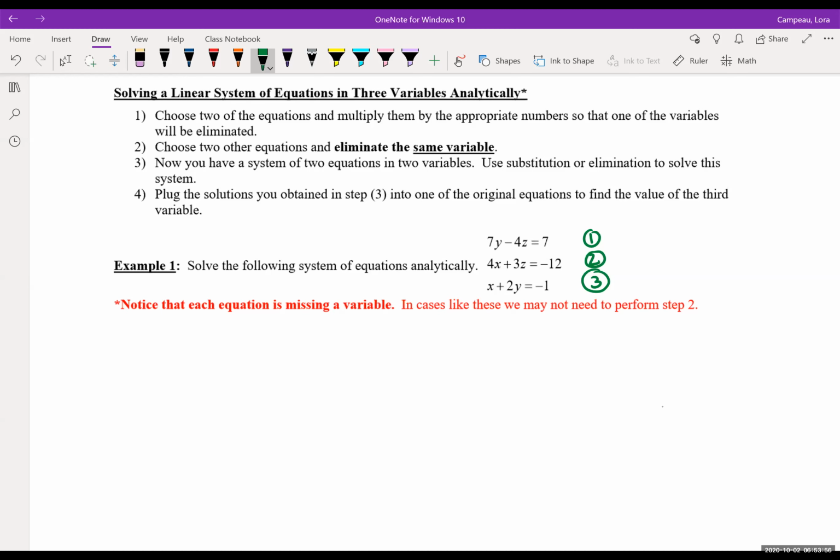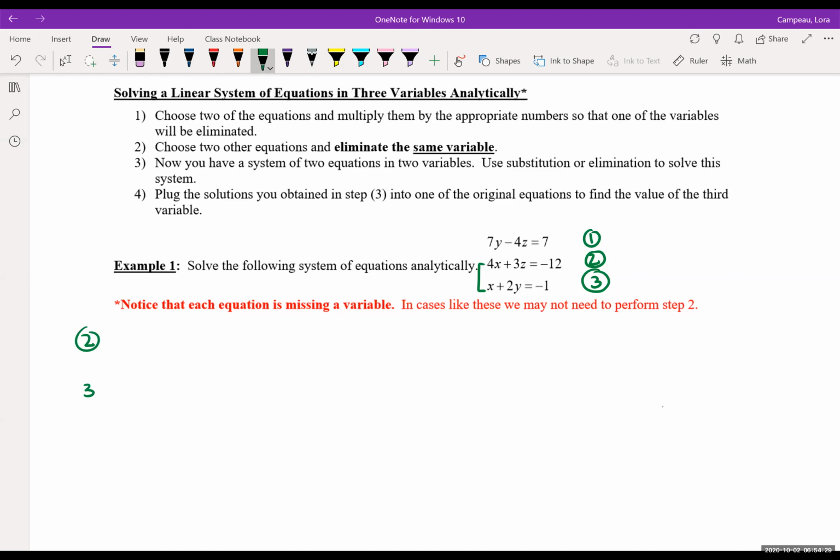Then we want to choose any 2 of the equations to eliminate one of the variables. It's completely up to you whether you want to choose 1 and 2 and eliminate the z's, or start with equations 2 and 3 and eliminate the x's. You could also go with 1 and 3 and eliminate the y's. It's just whichever one you take to first. I'm going to go with equations 2 and 3.